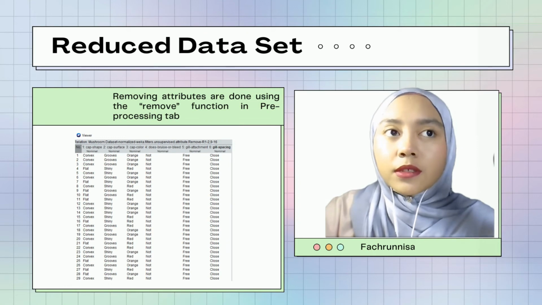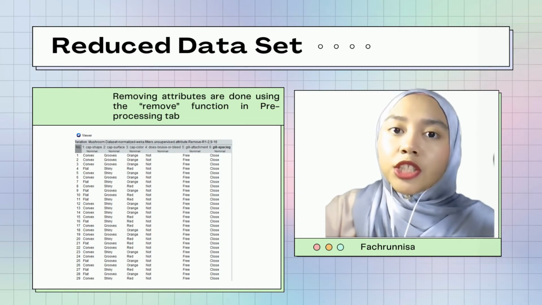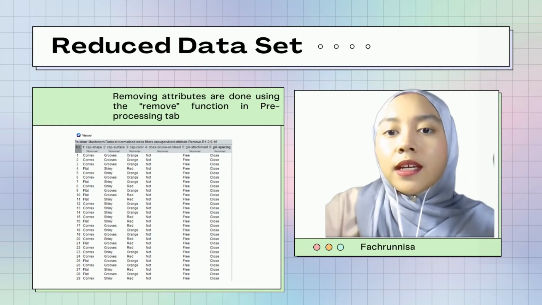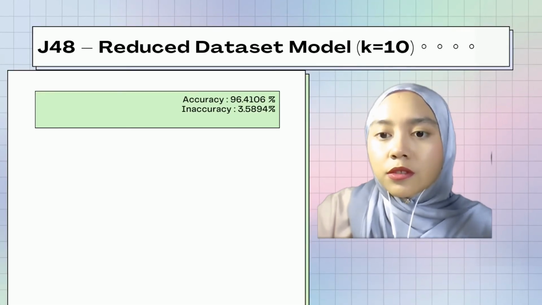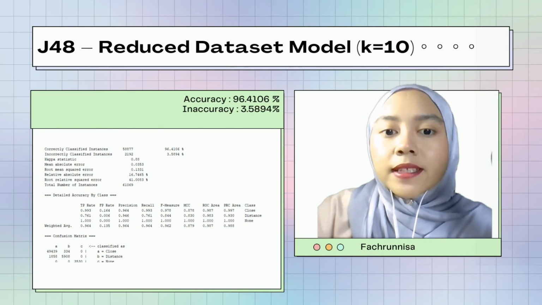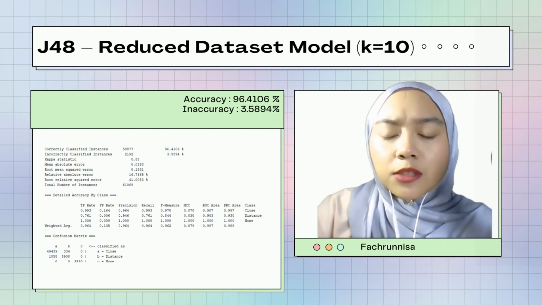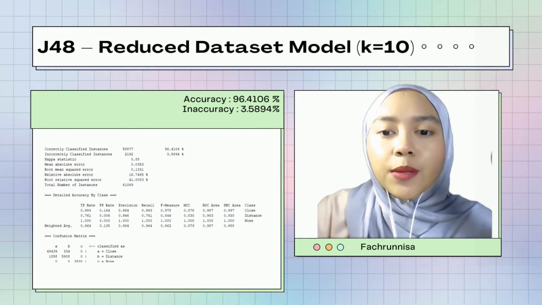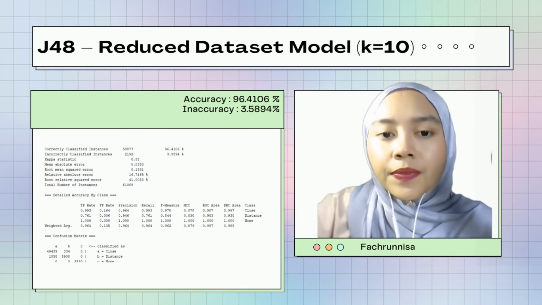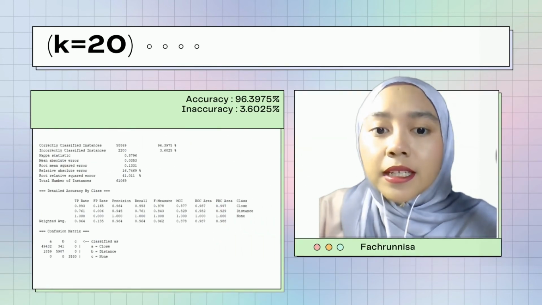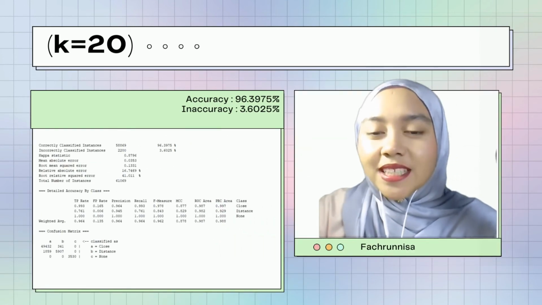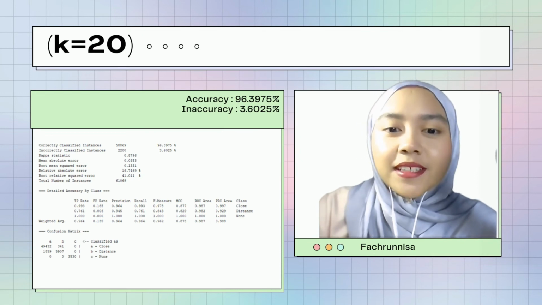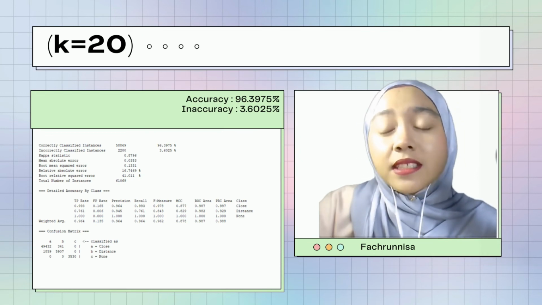So what we do with the reduced dataset is we run it on the J48 classifier based on cross-validation with 10 folds and 20 folds. For the 10 folds, the correctly classified instances are 96.4106%. The incorrectly classified instances are 3.5894%. And for the 20 folds, the correctly classified instances are 96.3975%, and the incorrectly classified instances are 3.6025%.